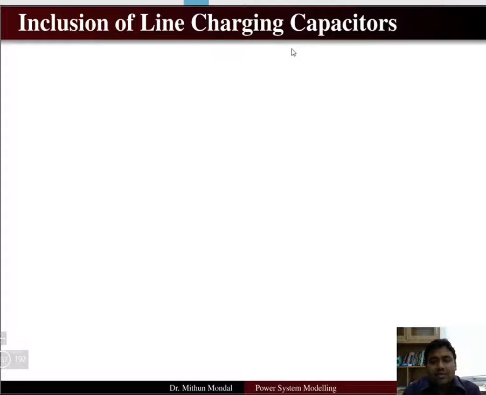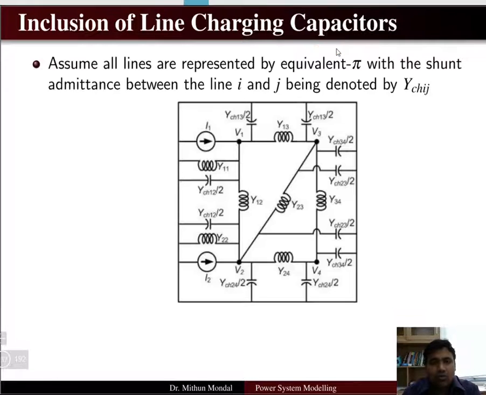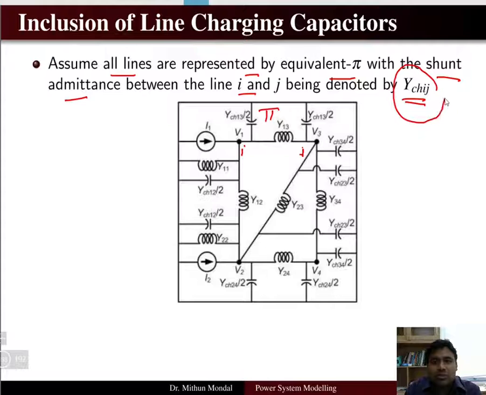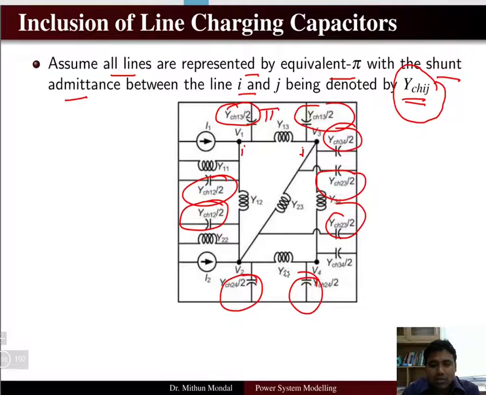Now if there are charging capacitors, how do we form the Y bus? Assume that all lines are represented by an equivalent pi network, with the shunt admittance of the line between buses i and j denoted by YCHij. If this is our i and this is our j, the two buses, and we have the pi model of the network, this admittance YCH, which is because of the capacitance, will be halved at the two ends. Similarly, the other capacitances will be divided to form the pi network.